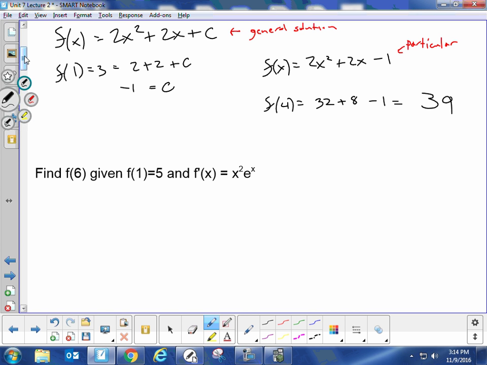What's the problem? No problems? We're good? What do you think, Mr. Wright? What's the problem? Yeah. Don't know how to take the antiderivative of that. You don't know how to take the antiderivative of x squared e to the x. So we're kind of just stuck. Okay, well, let's just pause on that question. Let's come back to it.